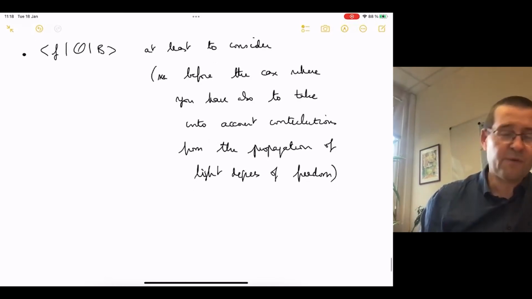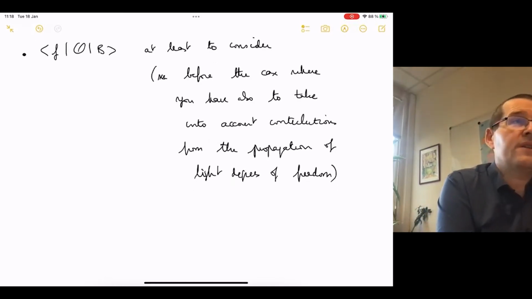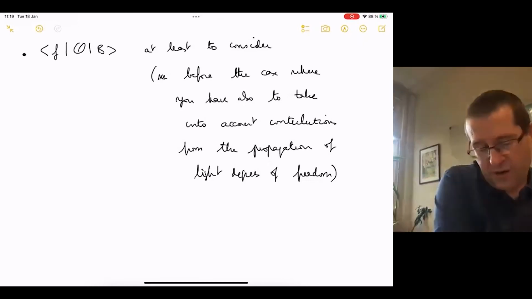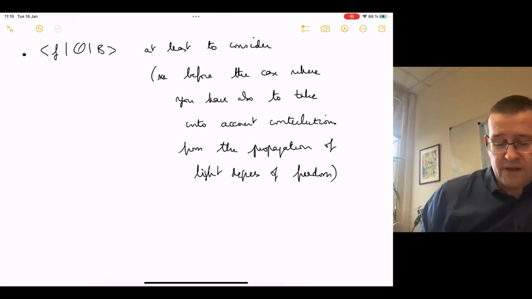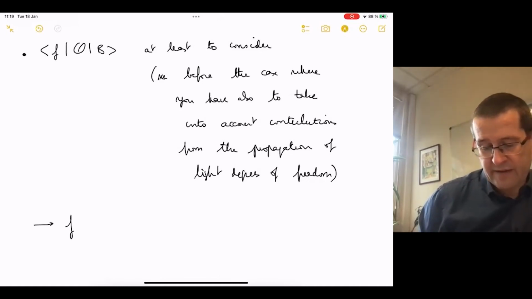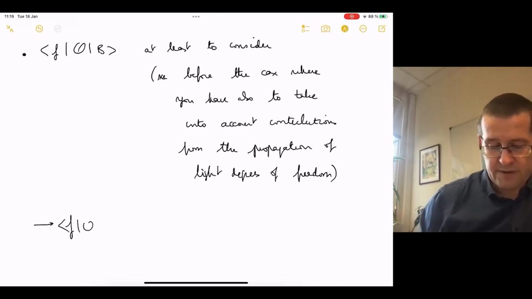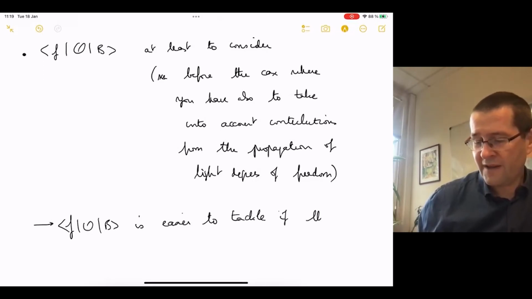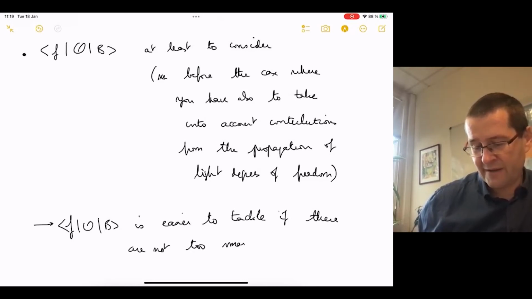Okay, and so now the question is what kind of final states we can hope to tackle, being reasonably difficult, but not too difficult to analyze. And so the idea is that the matrix element is easier to tackle if there are not too many hadrons involved.